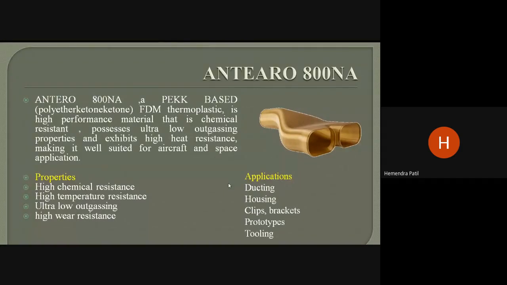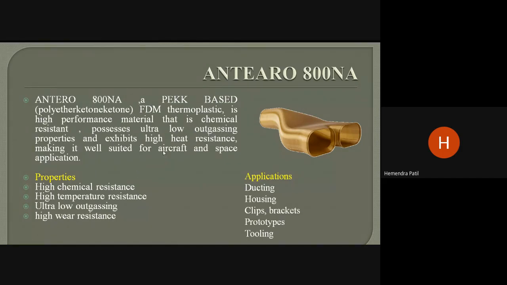The next one is Antero 800 NN. Antero 800 NN is a PEKK based FDM thermoplastic. It is a high performance material with very good chemical resistance, and possesses ultra low outgassing. Outgassing means the gases which are trapped during making the material are released. It has very low outgassing and exhibits high heat resistance, making it well suited for aircraft and space applications. So basically Antero 800 is also used for aerospace applications.